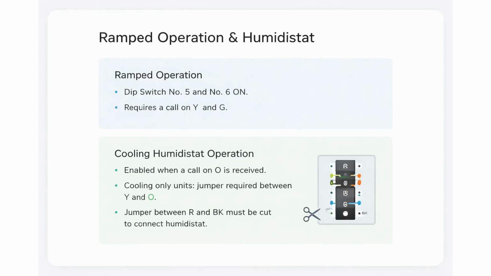For enhanced comfort, you can enable ramped operation by turning dip switches 5 and 6 on. This provides a gradual ramp up and ramp down of the blower, requiring a simultaneous call on Y and G. If you are integrating a cooling humidistat, it is enabled when the motor computer receives a call on the O terminal. Remember, for cooling-only units, you must install a jumper between Y and O, and you must cut the factory jumper between R and BK to properly connect the humidistat.